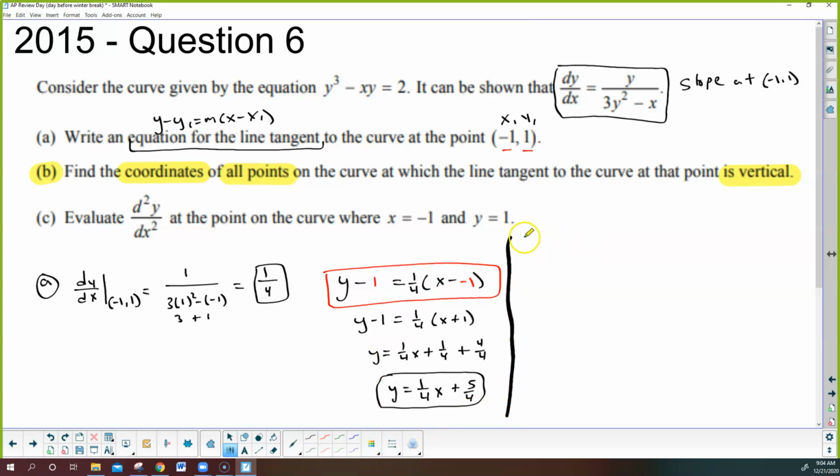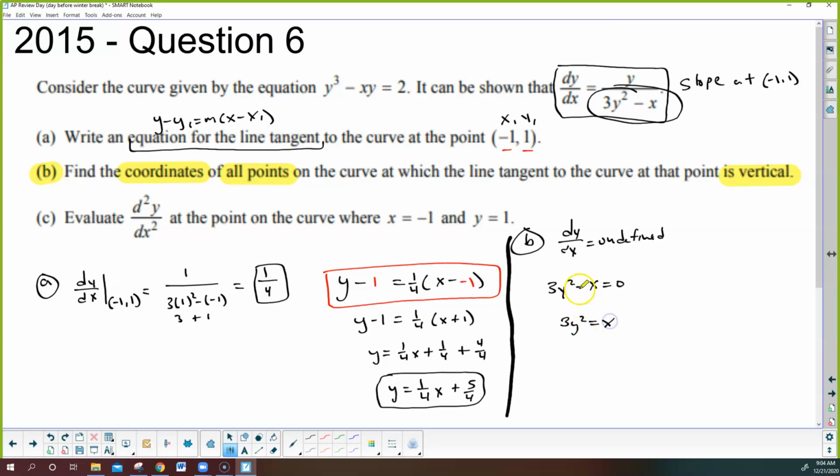Well, wait a minute. If the slope is vertical, straight up and down, that means the derivative, or the slope, has to be undefined. So I'm going up here and I'm saying, when is this function undefined? It's undefined when the derivative's denominator is equal to 0. All right. Now, notice we're not using the x1, y1 point that was given.